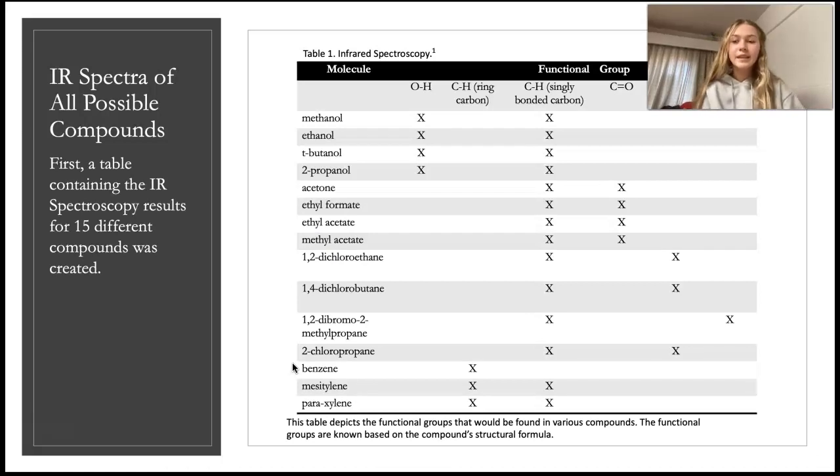This is a table depicting the IR possible compounds. So, for example, for a methanol compound to be present, an OH group and a CH group would have to be present in the IR spectra. So this is just a table depicting all of the possible ones that was used later whenever my graph was made, to be able to depict the compound.